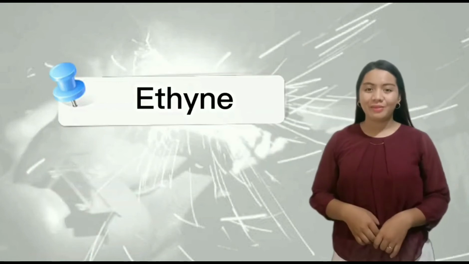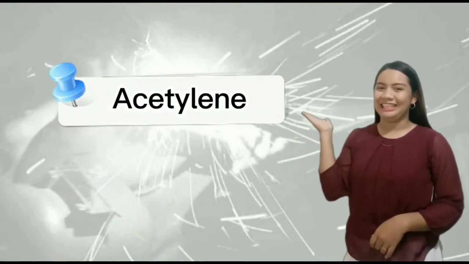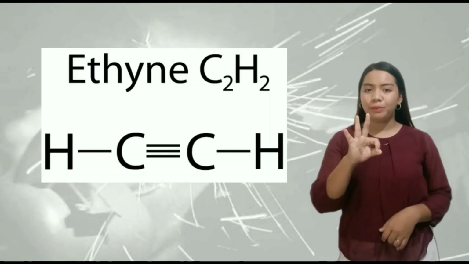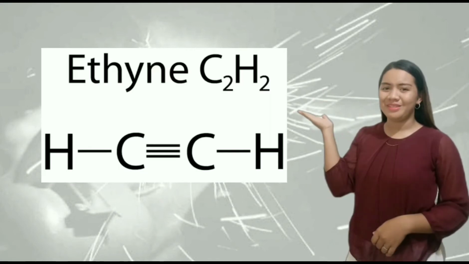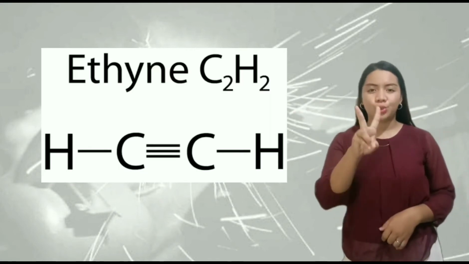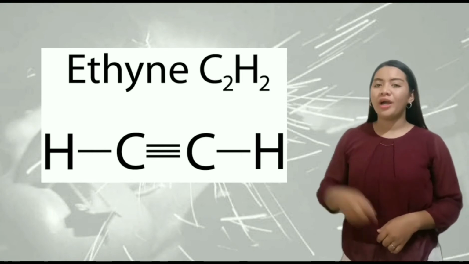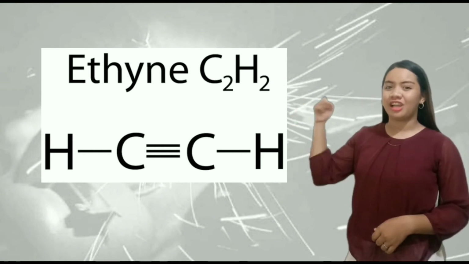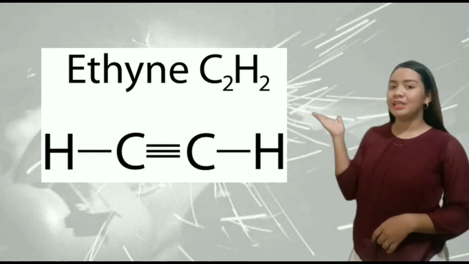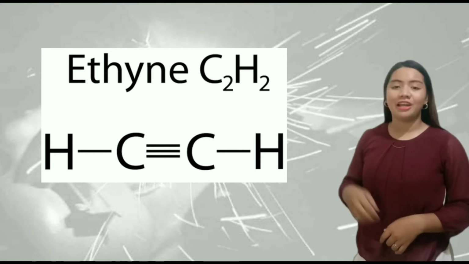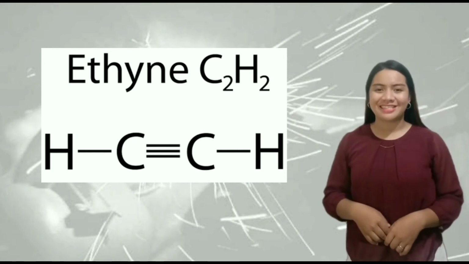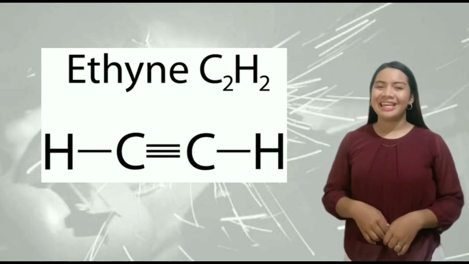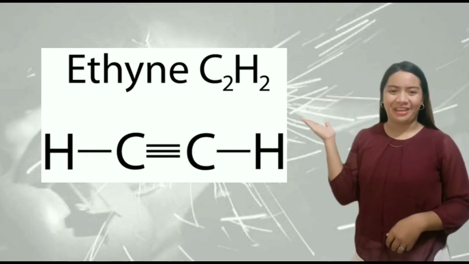Now let's find the structure of ethine. The common name of ethine is acetylene. We have a triple bond between the two carbon atoms. Now we have to fit two hydrogen atoms, one hydrogen atom at each carbon. As you see, the two hydrogen atoms are at the maximum distance away from each other. And this is the structure of ethine.